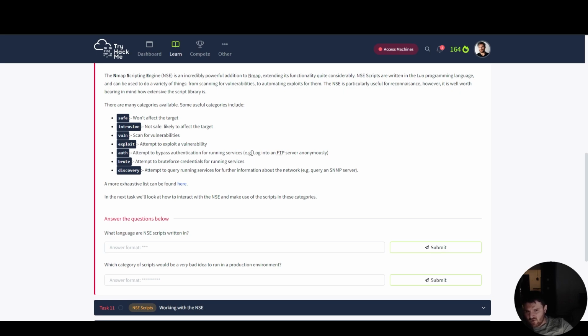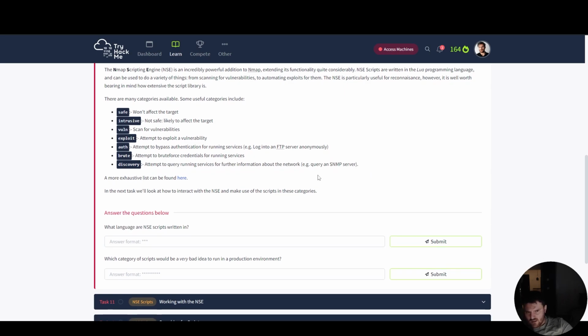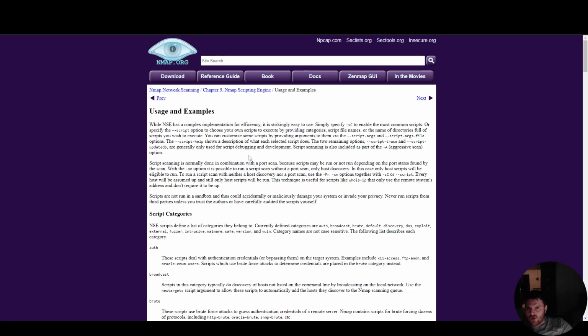services. For example, log into an FTP server anonymously; brute, attempt to brute force credentials for running services; and discovery, attempting to query running services for further information about the network. For example, query an SNMP server. A more exhaustive list can be found here, which I presume is the doc of Nmap.